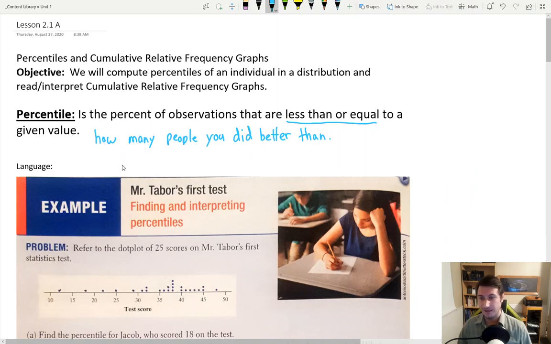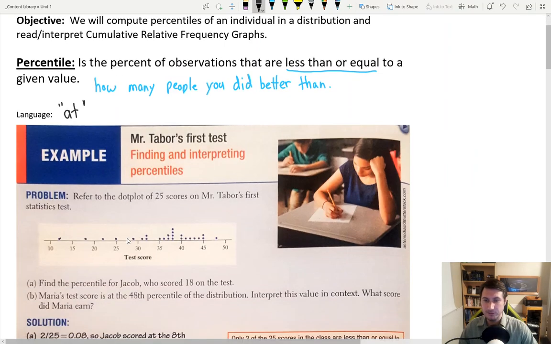I already messed this up once. The language: you are at a percentile, not in a percentile. I struggle with that one, and I'm guessing everyone's going to struggle with it, but technically you are at a percentile. All right, let's do an example.